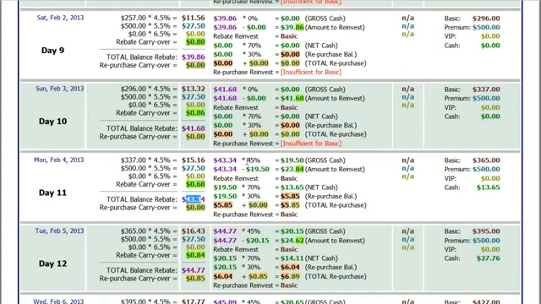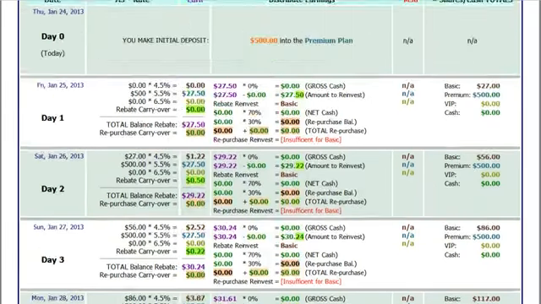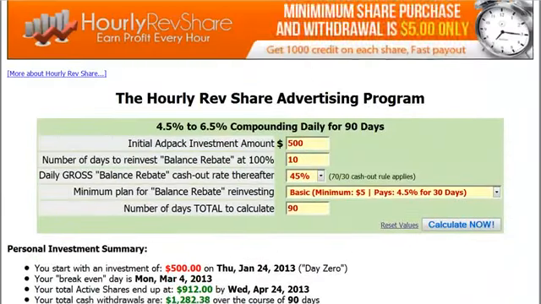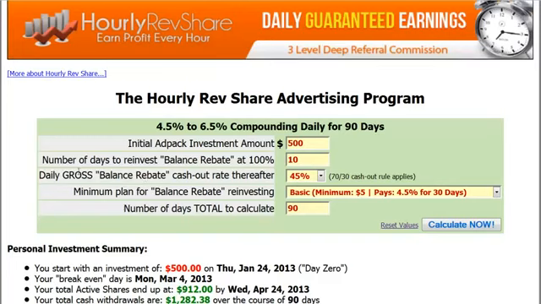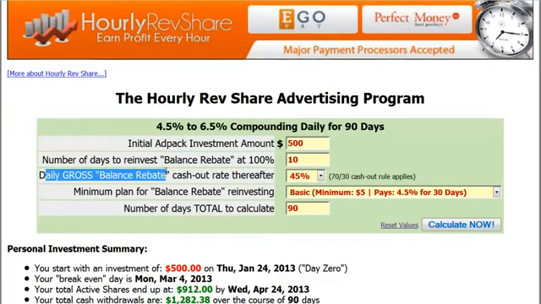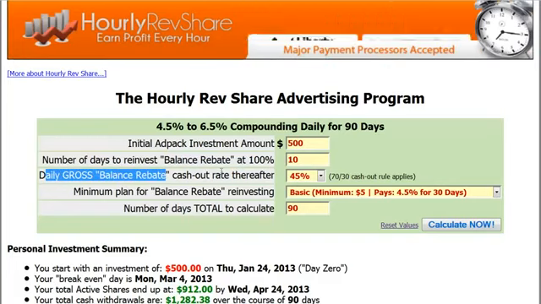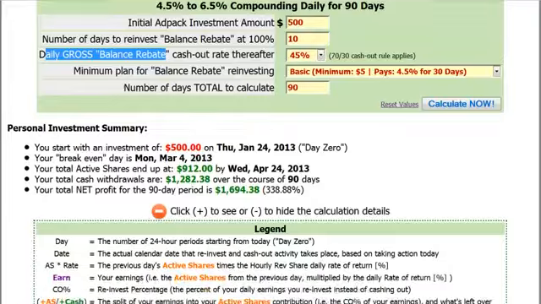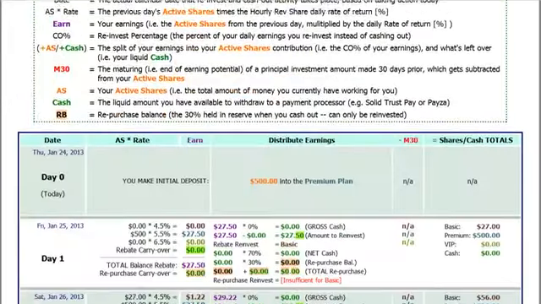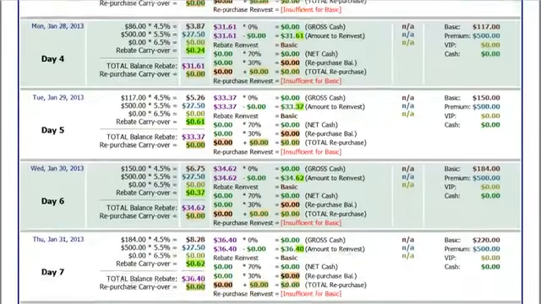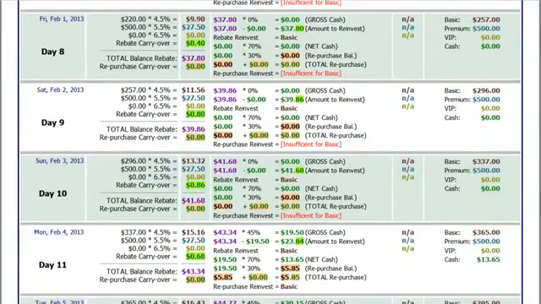We said we want to take out 45% of the gross. Once again, we said that up here, right? We said we are going to take out 45% daily balance rebate. We want that, and we're going to take that out as cash. So what we're going to do is go back now to day 11, which is when we first cash out. And again, we had $43.34.